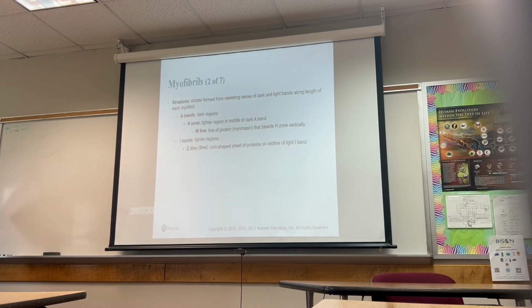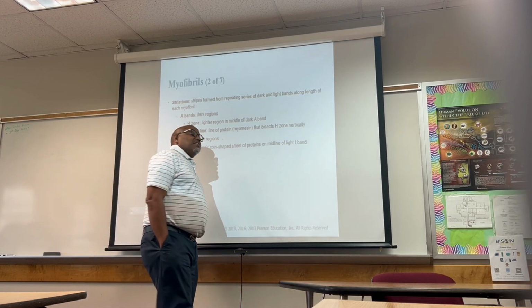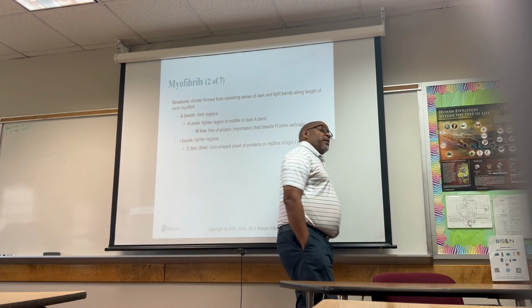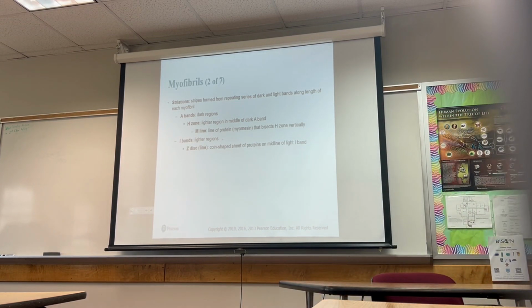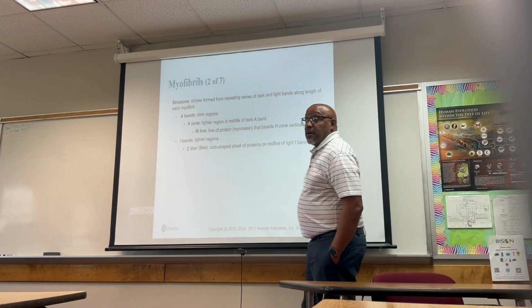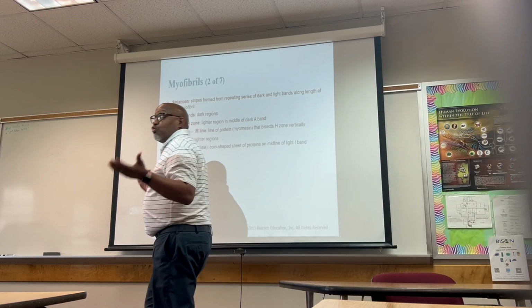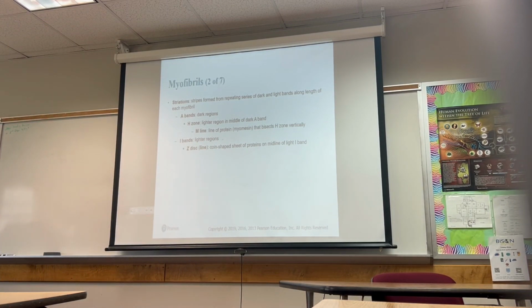Now the striations, they have names. There's A bands and I bands, dark bands and light bands. A bands are dark bands. So think about what's the vowel in the word dark? It's an A. So whenever you hear of a dark band, it's an A band, or whenever you hear A band, it's dark. I bands are light bands. What's the vowel in light? I. So that's one way to remember which one's which, if you're asked which one's dark and which one's light.